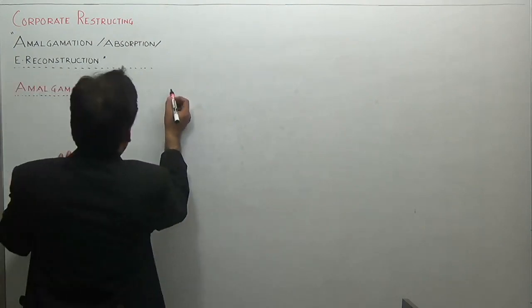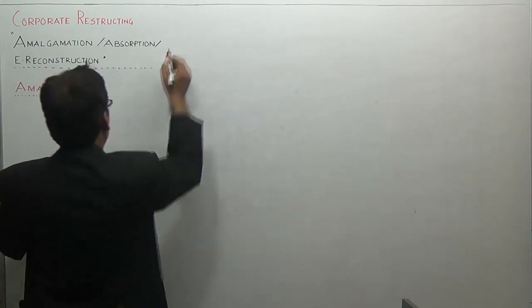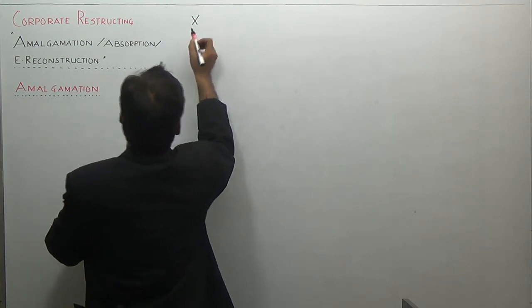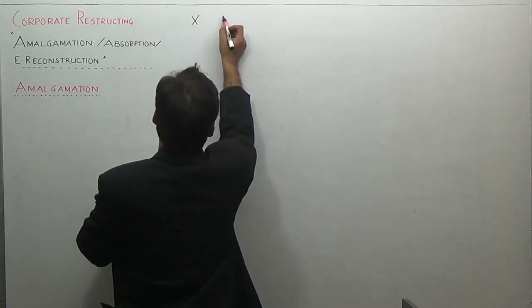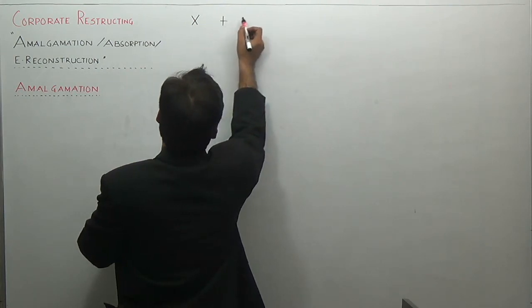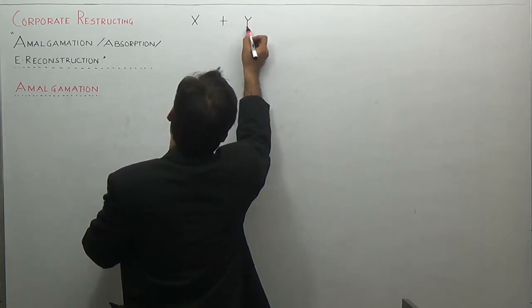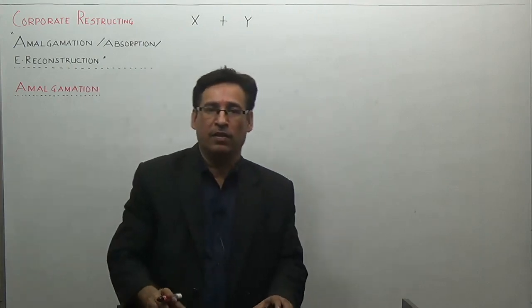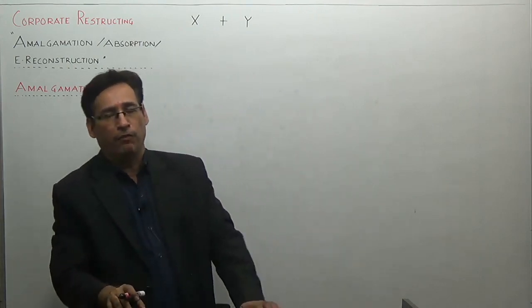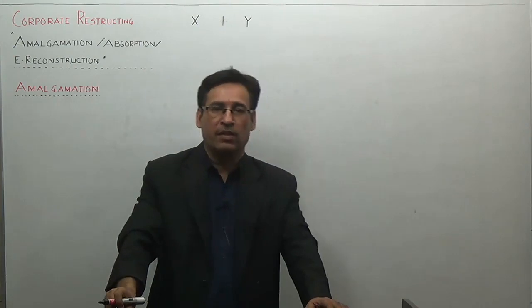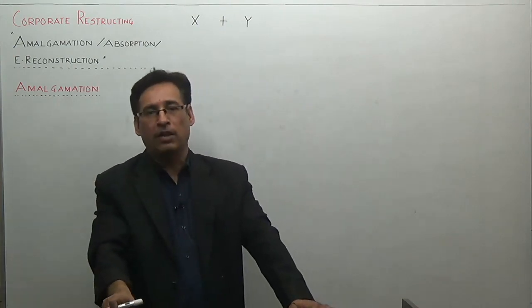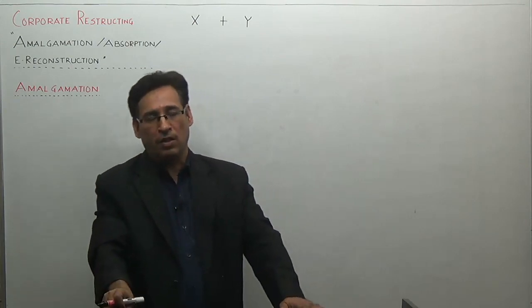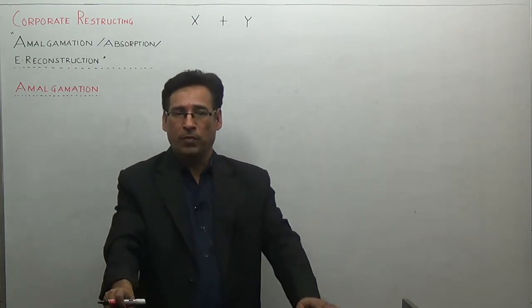Suppose there are two companies, one is X Limited and another one is Y Limited. We further presume that both these companies are engaged in the same line of trade. Now, if both are engaged in the same line of trade, that means either both are in computer business, or say both are in plastic business.